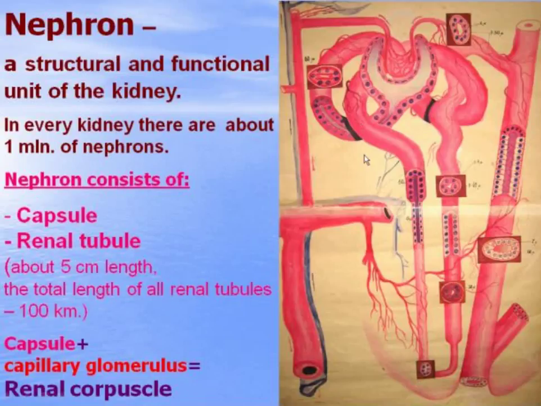Nephron, the structural and functional unit of the kidney. Every kidney contains more than 1 million nephrons. A nephron consists of a capsule, which has two layers, visceral and parietal, and a renal tubule about 5 centimeters long. So the total length of renal tubules of every kidney is about 100 kilometers.